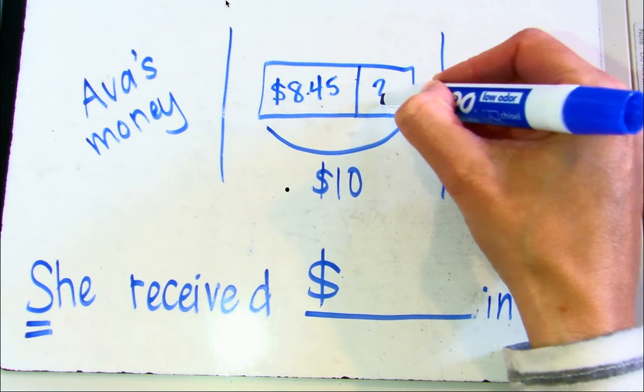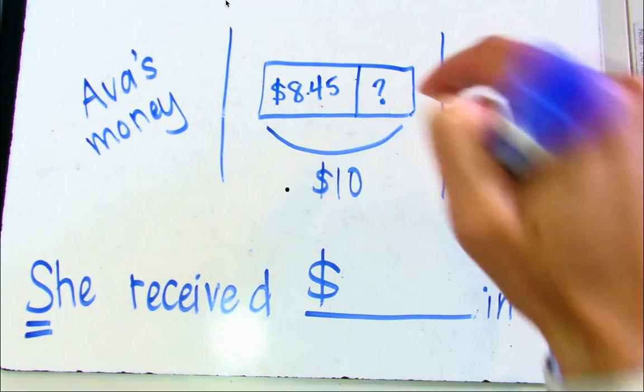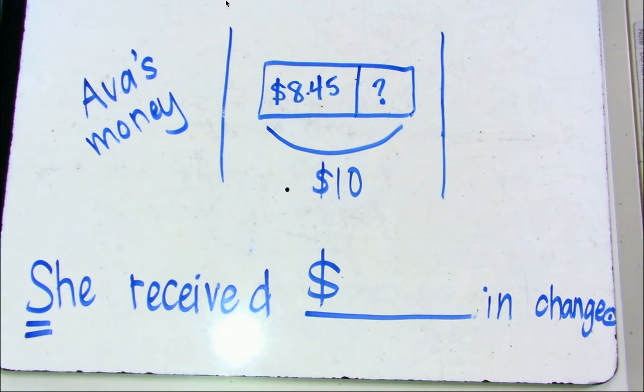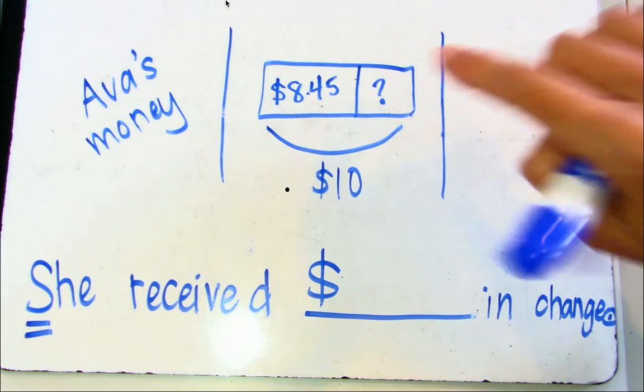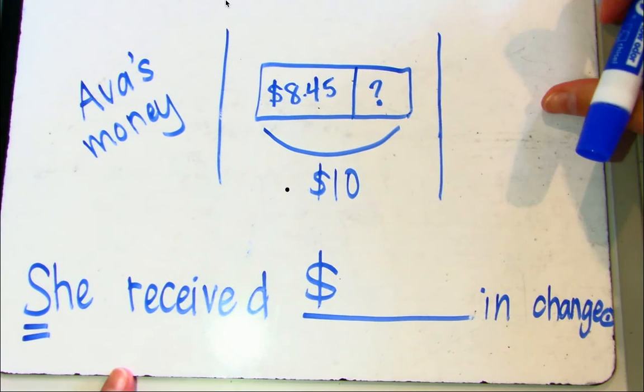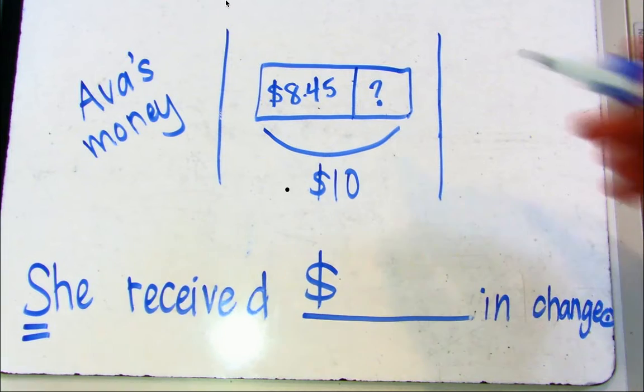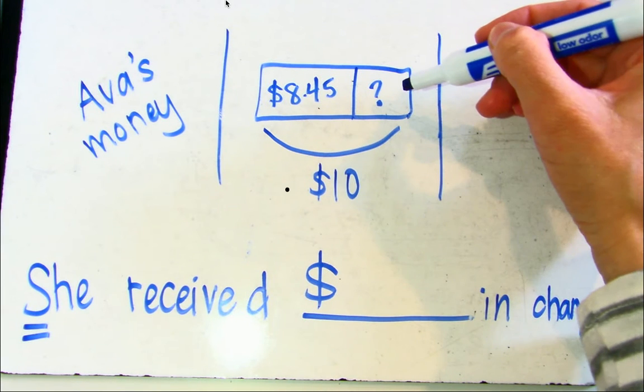And the other one is our question mark. That is how much change she got back, how much change she received. So the next thing we do is we work our computation. So we can see if we have the whole and one of the parts, and we're trying to find a missing part, then we know what to do. We subtract. To find a missing part, we subtract.